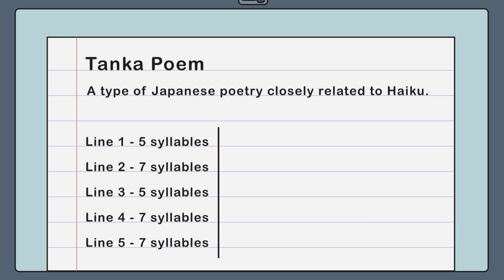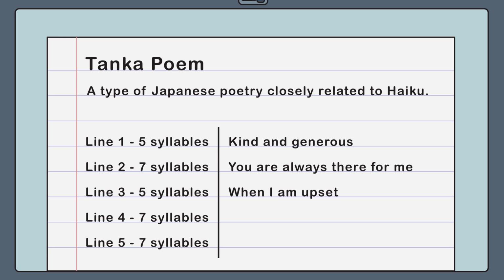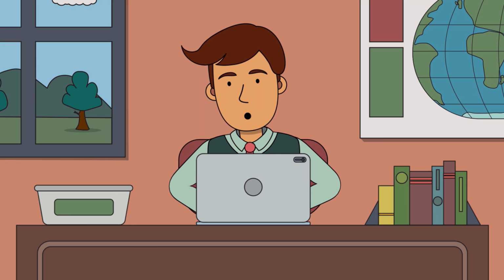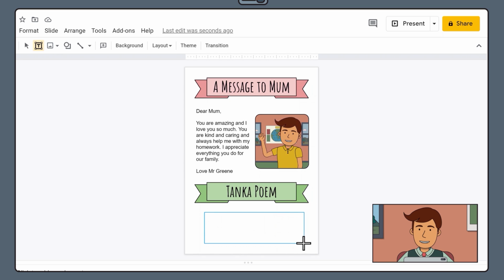Our Tanka poem reads, "Kind and generous, you are always there for me. When I am upset, or when the sun is shining, you know the right things to say." Take some time to write a beautiful Tanka poem for your mum using this unique structure. And when you're ready, copy and paste it into a new text box on page 2.